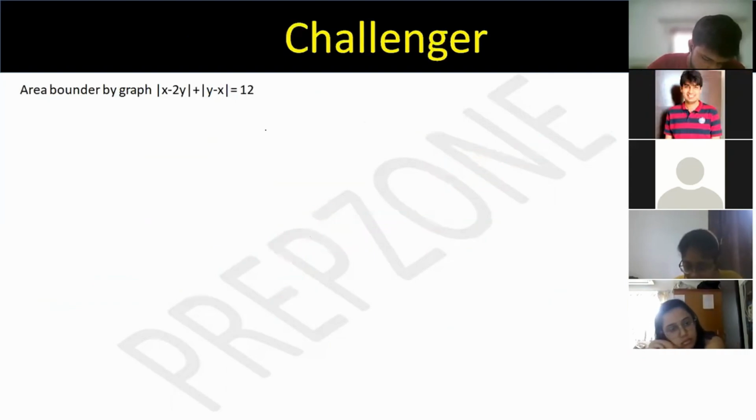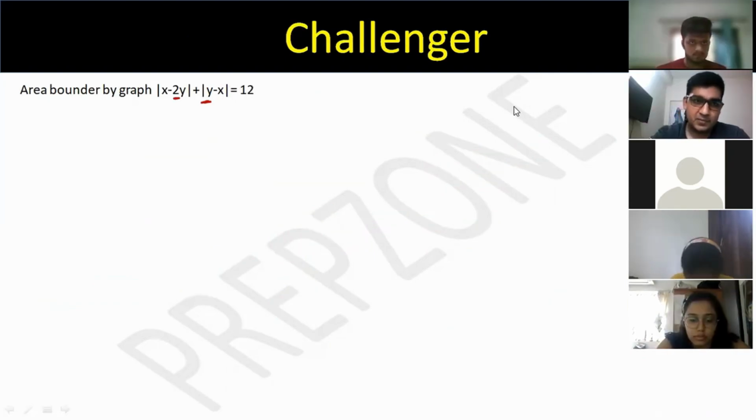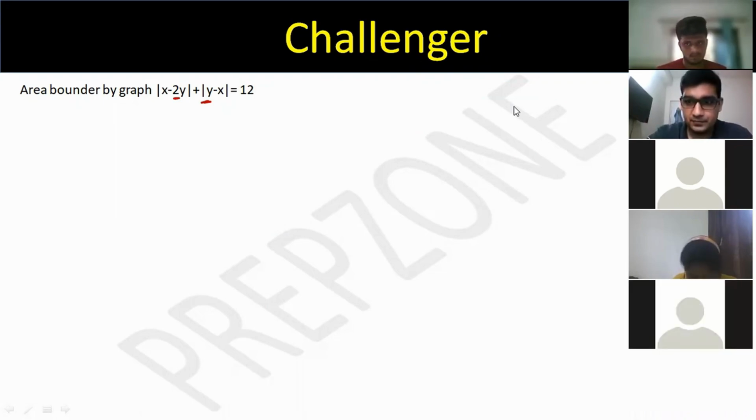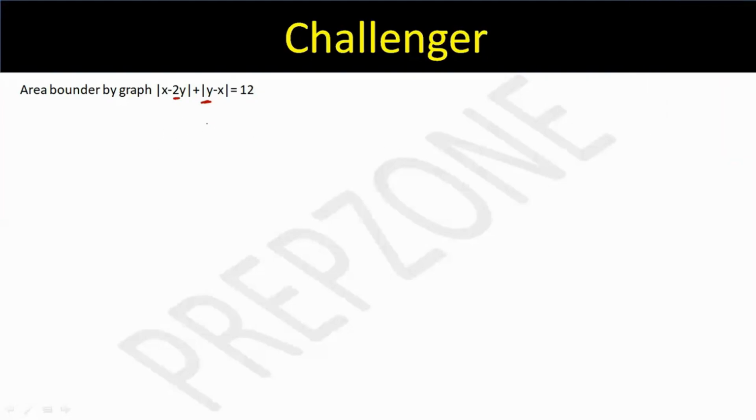Moving further, please solve this question. Ina, please explain to everyone how you attempted it. Okay, sir, I got y equal to plus and minus 12 and x I got plus minus 6. So I got a rhombus kind of shape. Is it correct? I don't know. Let us try to plot the graphs here. So I took positive first, then positive negative. So let's start with the first case.